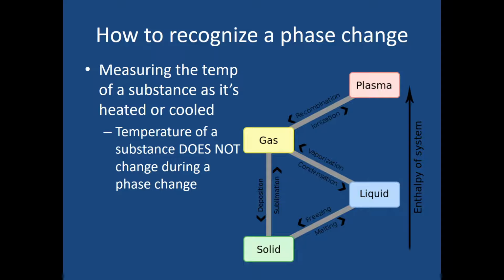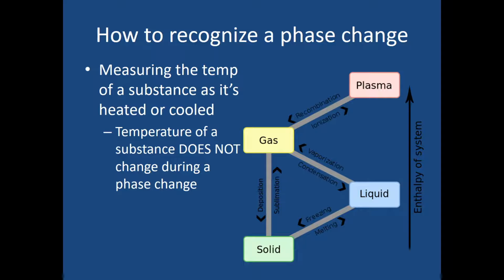So to go from solid to liquid is called melting. To go from liquid to solid is called freezing. To go liquid to gas is called vaporization, not evaporation. I will get here in a second. There's a difference between vaporization and evaporation. So to go from liquid to gas is vaporization. To go from gas to liquid is condensation.